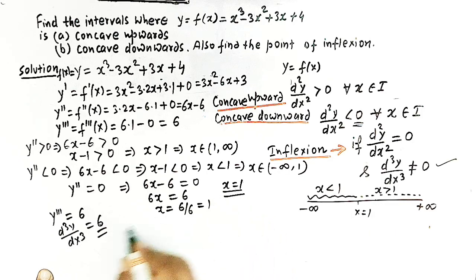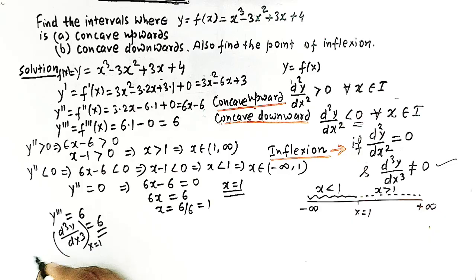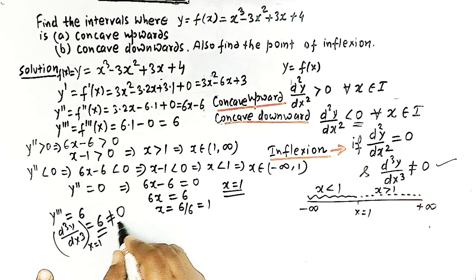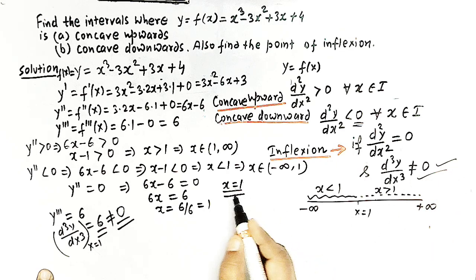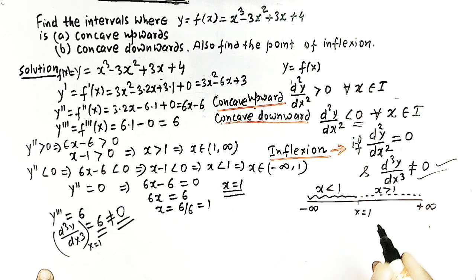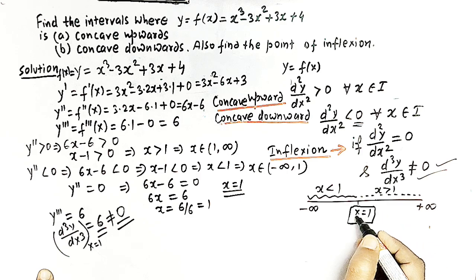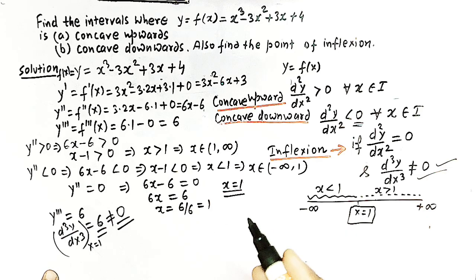So at this point x is equal to 1, the value of the third derivative remains 6, which is not equal to 0, right? So this condition is also satisfied. So we can now say that x is equal to 1 is a point of inflection. And remember, at the point of inflection, the concavity changes either from concave upward to concave downward, or from concave downward to concave upward, right?